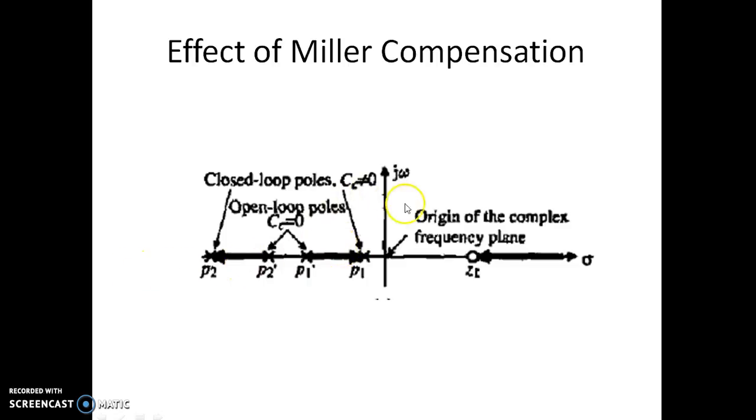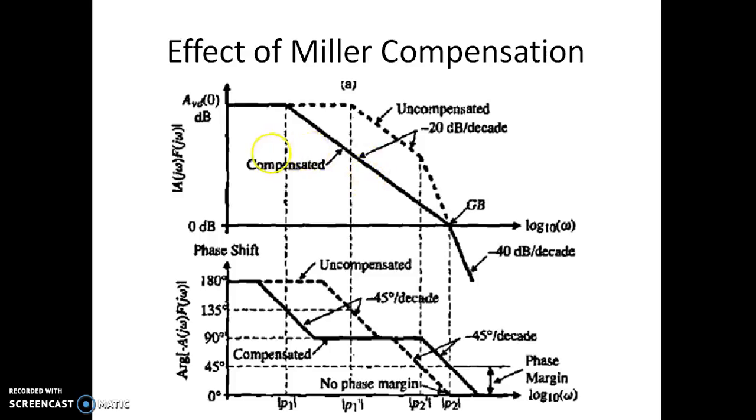One more important phenomenon is that there was no zero in the previous transfer function. Upon introduction of the Miller compensation capacitor, the zero which was at infinity becomes finite. Now you can see we have a zero introduced onto the right hand side of the plane. This zero will be introduced whenever we do a Miller compensation. So this is the effect of Miller compensation on the circuit, in the S-plane representation.